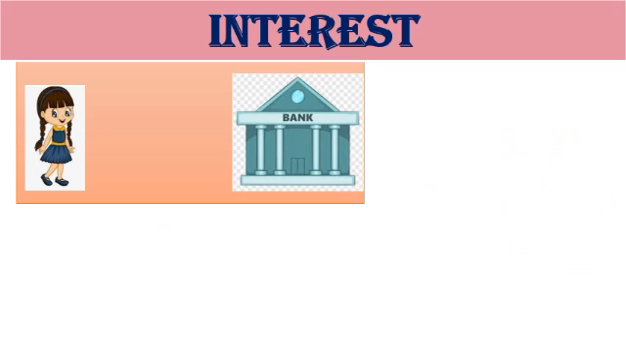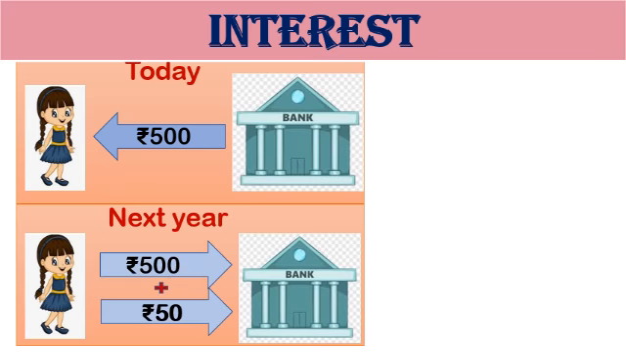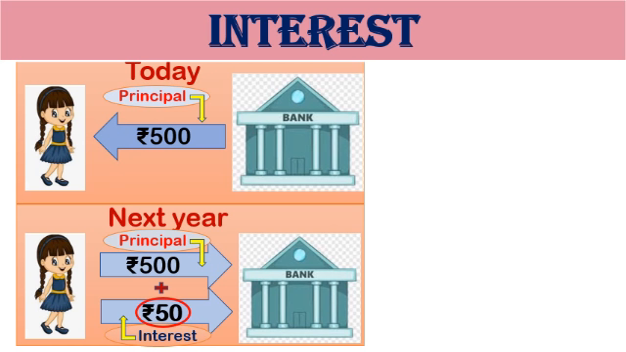This is Tina. Tina takes out a loan of 500 rupees from a bank today. Of course, Tina will have to pay back the original 500 rupees after one year. But she will have to pay back 550 rupees after a year. We know it is composed of two parts. The principal of the loan is 500 rupees, and the additional money she has to pay back is called the interest. So 50 rupees is the interest. This is the idea of interest. Paying for the use of money is called interest.